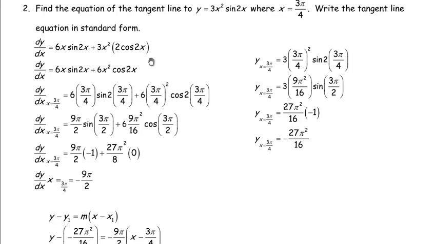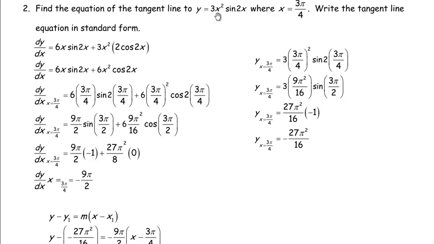Question number 2 in the second part. We're asked to find the equation of the tangent line to y equals 3x squared sine 2x, where x is 3/4 pi, and to write the tangent line equation in standard form. So I need to find the slope at this place, so I need to differentiate this. It's a product, so I'm going to use product rule.